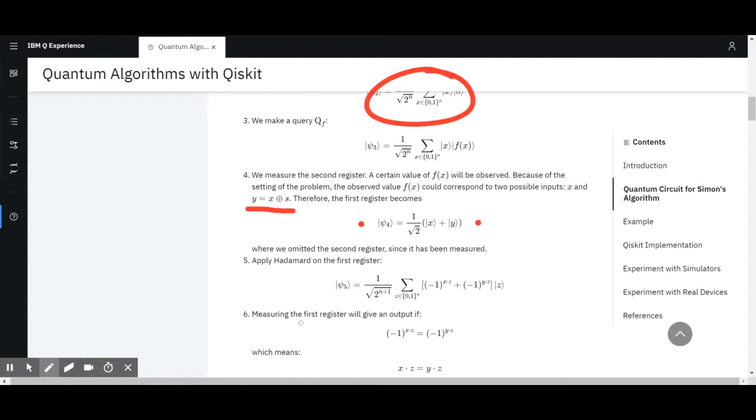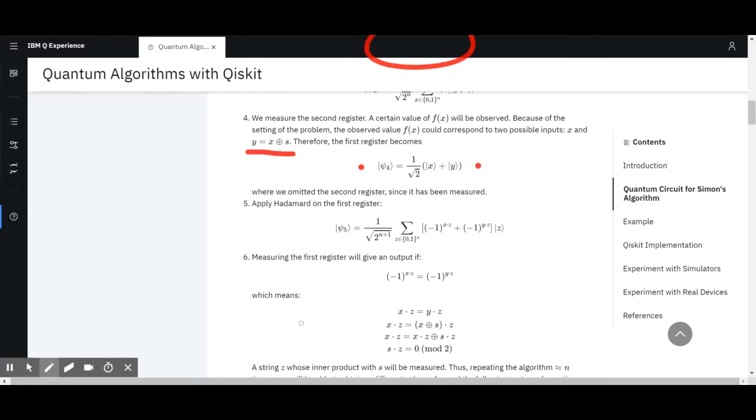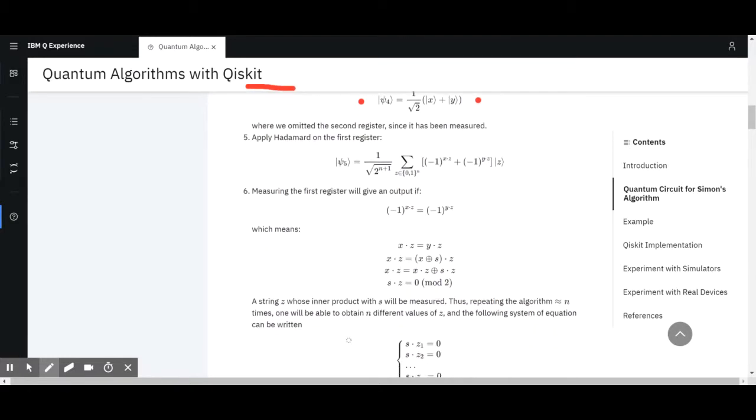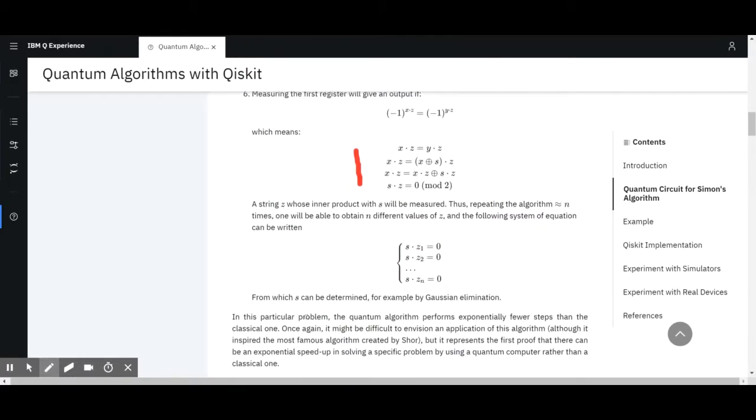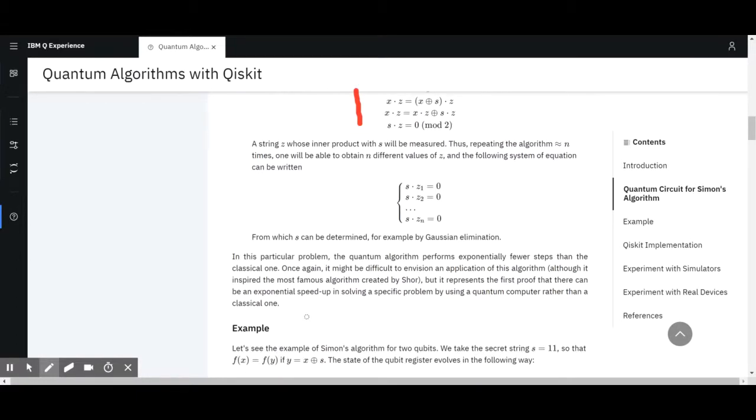Measuring the first register will give an output like that, which means a string Z whose inner product with S will be measured. By repeating the algorithm n times, one will be able to obtain n different values of Z, and the following system of equations can be written, from which S can be determined, for example, by Gaussian elimination. In this particular problem, the quantum algorithm performs exponentially fewer steps than the classical one.